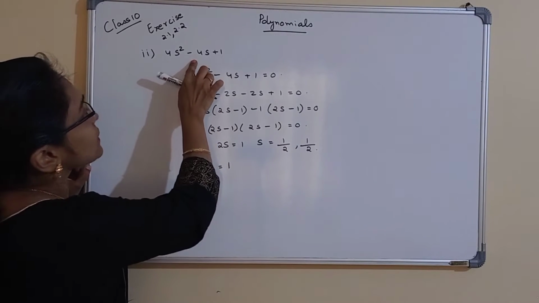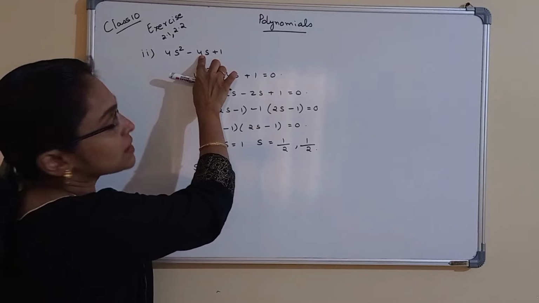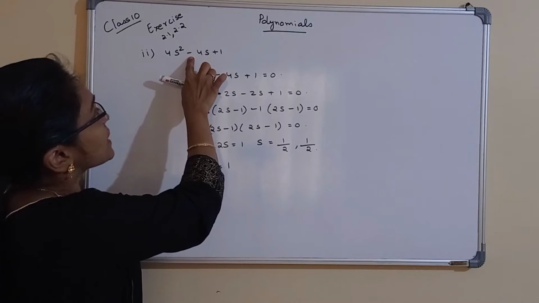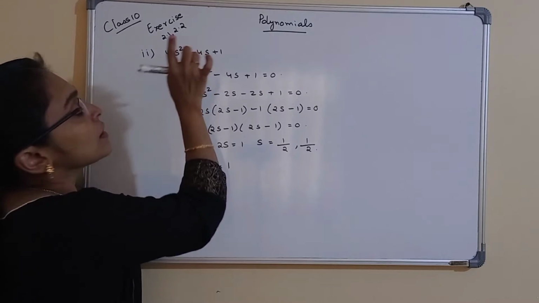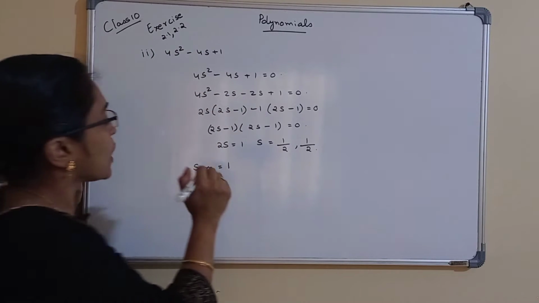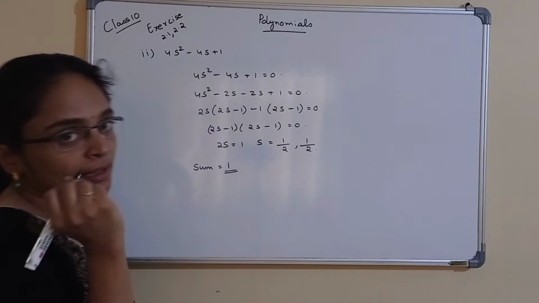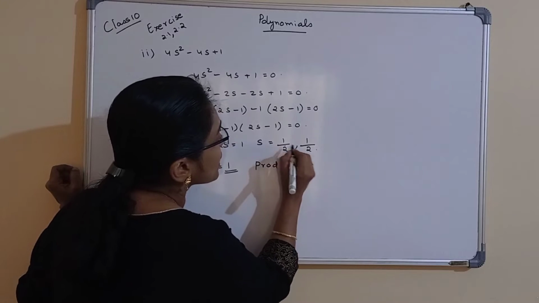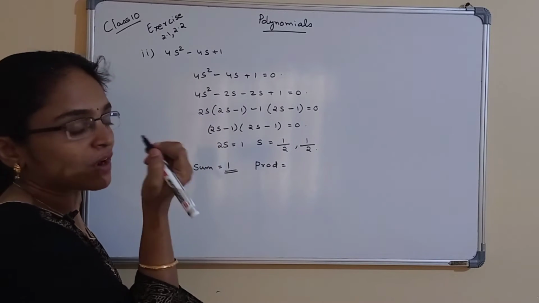And is it correct? Minus b by a is minus of minus 4 by 4, which is minus of minus 4, that is plus 4 by 4, which is 1. Sum equal to 1. It is correct. Now, what is product? Product is equal to 1 by 2 into 1 by 2, which is 1 by 4.